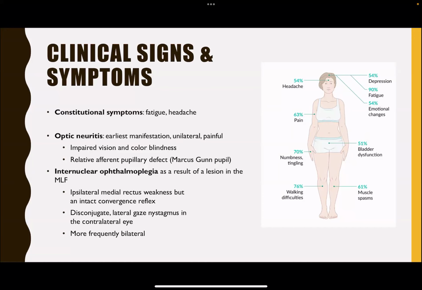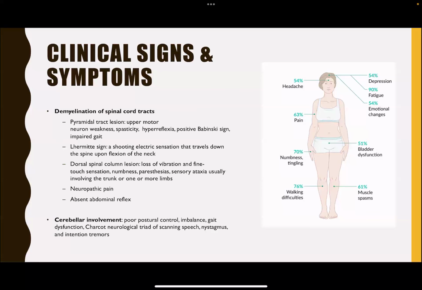We sometimes have internuclear ophthalmoplegia due to a lesion inside the medial longitudinal fasciculus, where we'll have demyelination in that area. Most frequently, both eyes will be affected, and it will cause ipsilateral medial rectus weakness and lateral gaze nystagmus in the contralateral eye. If the demyelination occurs in the spinal cord tracts, for example in the motor tract, we're going to have upper motor neuron lesion signs like spasticity, hyperreflexia, and a positive Babinski sign.